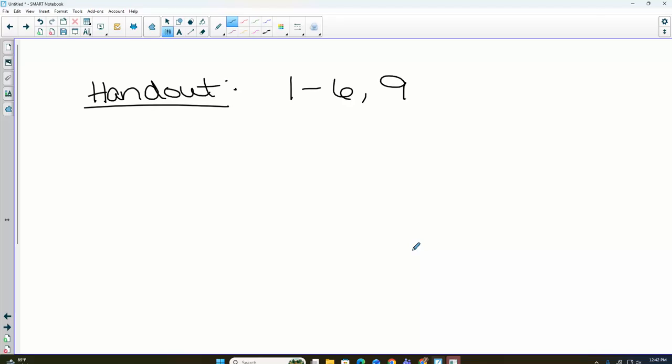Really focus on using good notation, showing all of your steps. Make sure you are boxing in a side. Some people have been coming in and asking me a question and I'm not even sure which side they're working on. So box in something so I know this is what I'm trying to get, this is the side I'm working with.